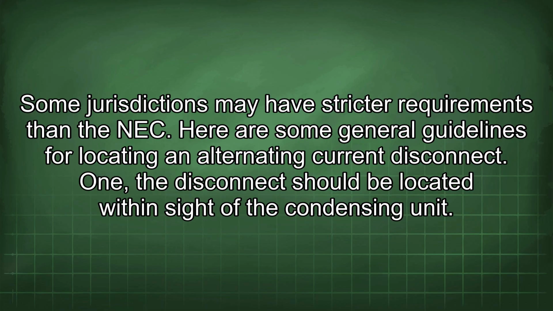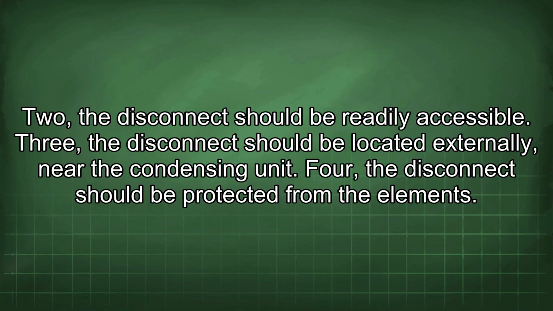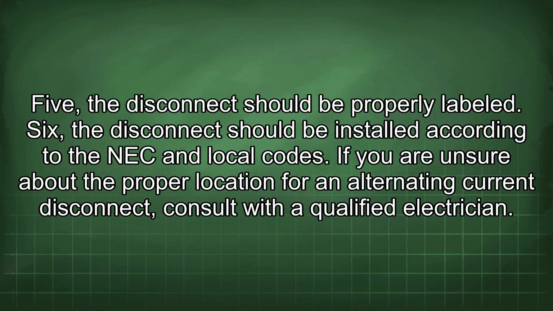Here are some general guidelines for locating an alternating current disconnect. 1. The disconnect should be located within sight of the condensing unit. 2. The disconnect should be readily accessible. 3. The disconnect should be located externally near the condensing unit. 4. The disconnect should be protected from the elements. 5. The disconnect should be properly labeled. 6. The disconnect should be installed according to the NEC and local codes.